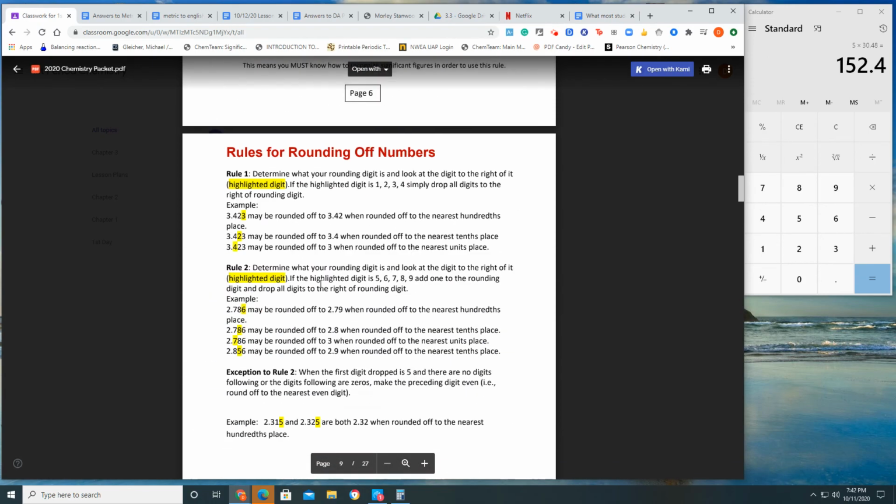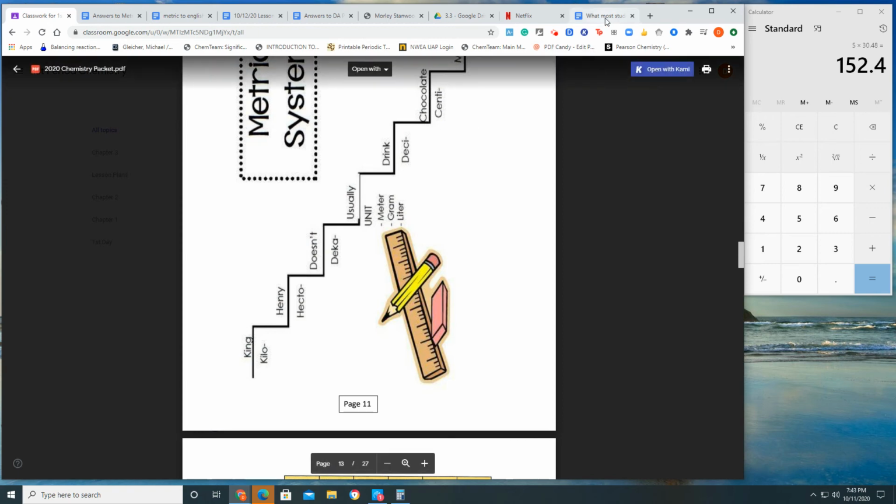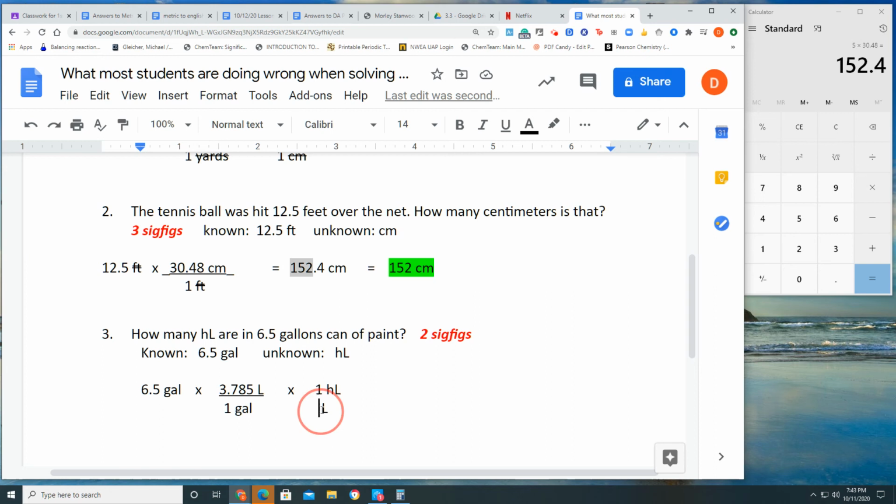Let's go down to the staircase. Hectoliter is right here. Hecto is right here. So we're going to go from here to liters. So if I put a 1 right here, that's going to be 10, 100. So I'm going to put 100. So 1 hectoliter equals 100 liters. So I'm going to go back to this. 1 hectoliter equals 100 liters. So now I can go ahead and underline this and put my equal signs in.